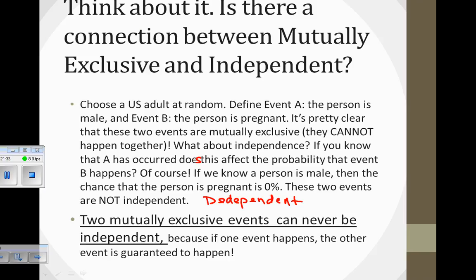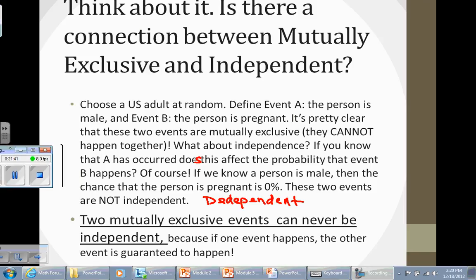So, two mutually exclusive events can never be independent, because if one happens, the other event is guaranteed not to happen. All right, so two mutually exclusive events can never be independent. Mutually exclusive tells me that they have to be dependent upon each other.